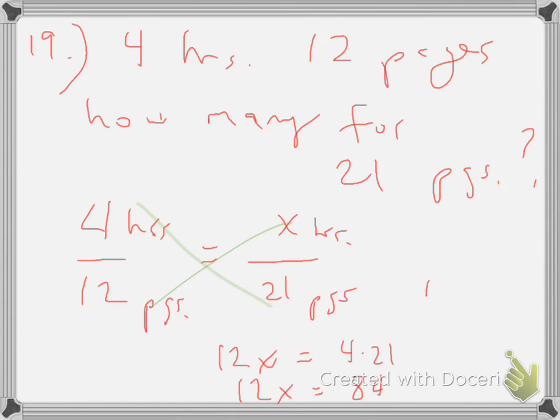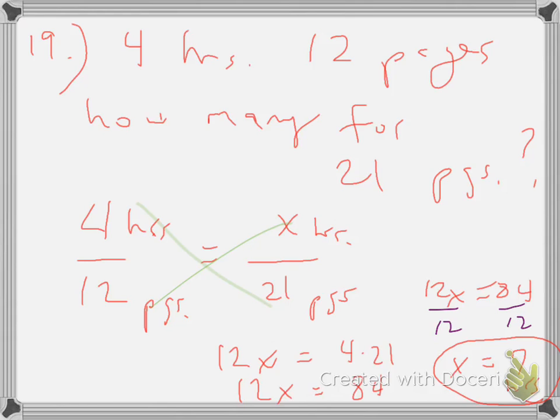And wouldn't you know, you divide both sides by 12. Okay, let me write it over here. When you divide both sides by 12, amazingly enough, you get X is equal to 7. And this is 7 hours, because that's what we tried to find. That's it. That wasn't so bad.